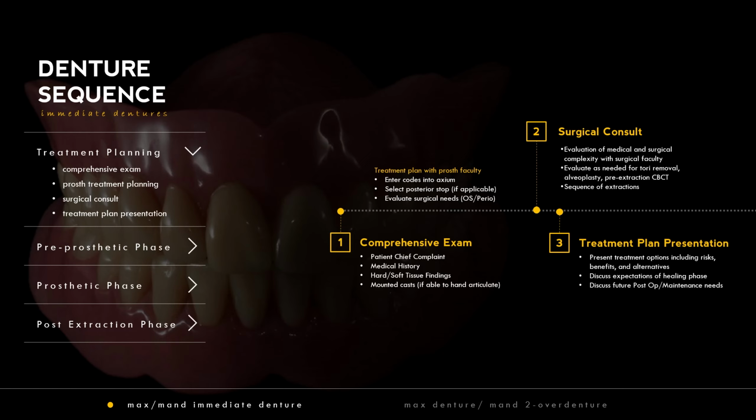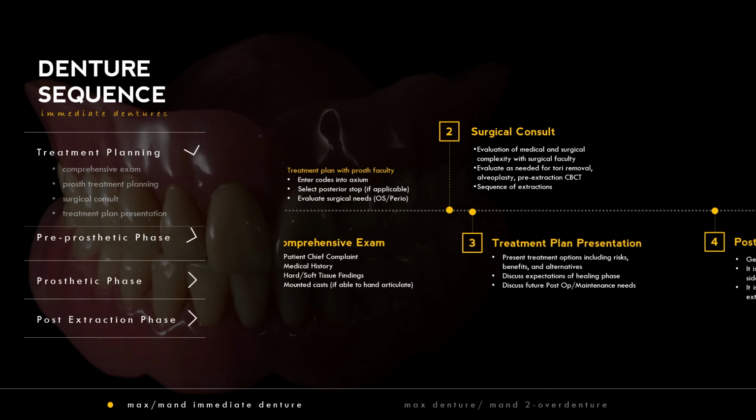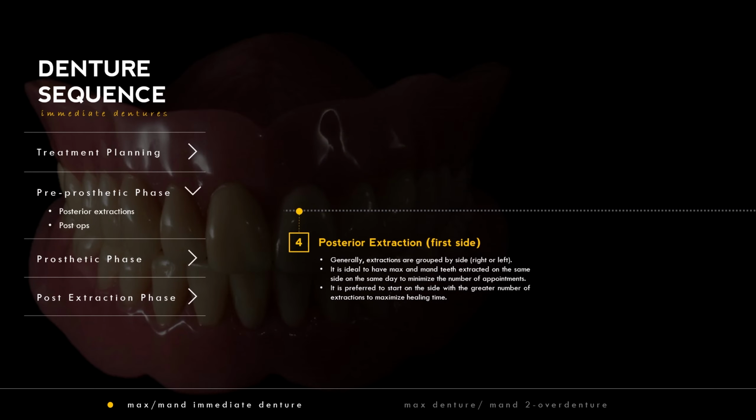The other thing you do want to mention is any future maintenance costs that may be associated with maintaining the 2-implant overdenture, as there's certain parts that we do recommend to be replaced over time. Most of the time, appointments 2 and 3 can be scheduled on the same day if you're able to get ahead and schedule efficiently. So we'll move on to the pre-prosthetic phase, which involves posterior extractions.